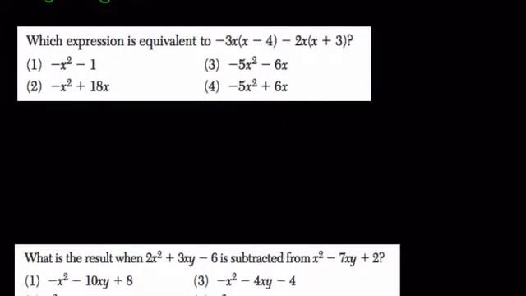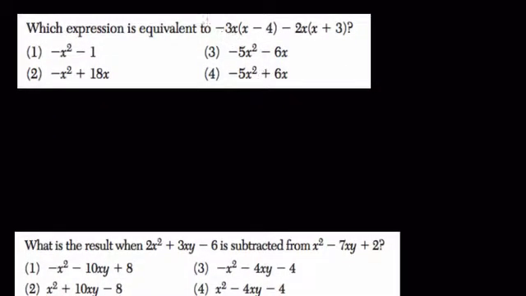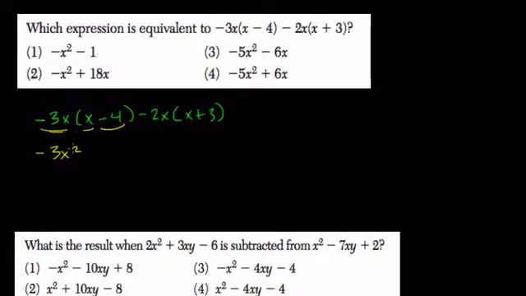Next we have the expression, which expression is equivalent to, okay, well they want us to simplify this. Minus 3x times x minus 4 minus 2x times x plus 3. Well, here we're just using the distributive property, and we're going to combine like terms. So minus 3x times x, that's negative 3x squared. Negative 4 times negative 3x is plus 12x. And then we have minus 2x times x, that's negative 2x squared. Minus 2x times 3 is negative 6x.